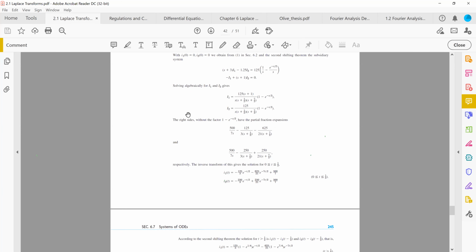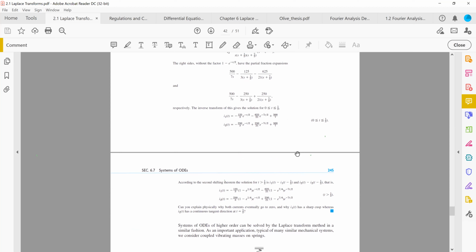Then once you do that, you have this, but this is useless to you. You need to put it in a form that is in our table 6.1, okay? So you use partial fractions to simplify it and get here for equation 1. Simplify this and get here for equation 2. Then for this first range, 0 less than t, which is less than or equal to a half, this is your solution.